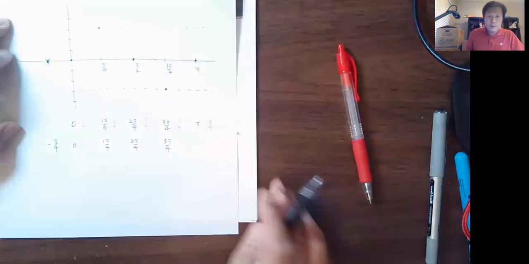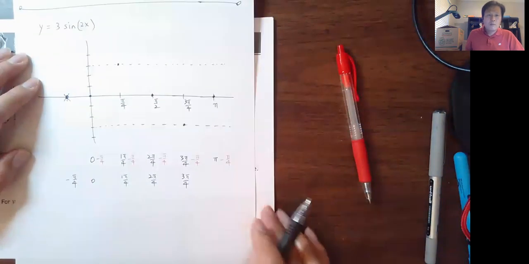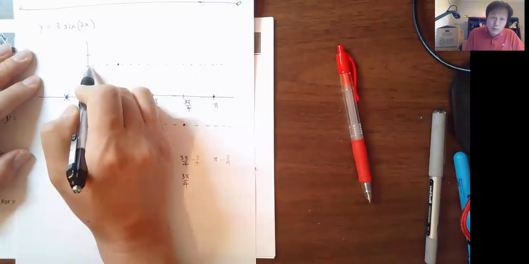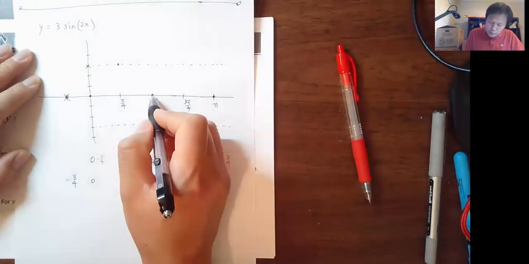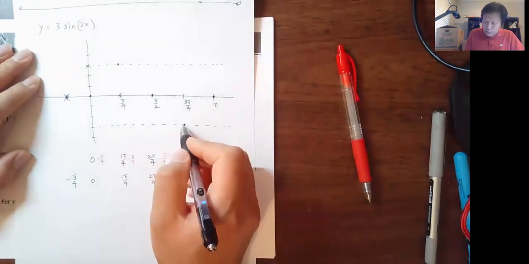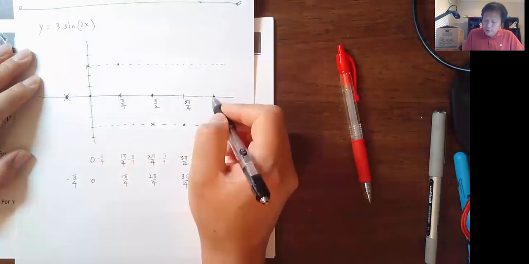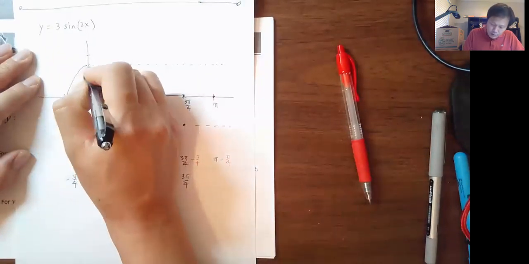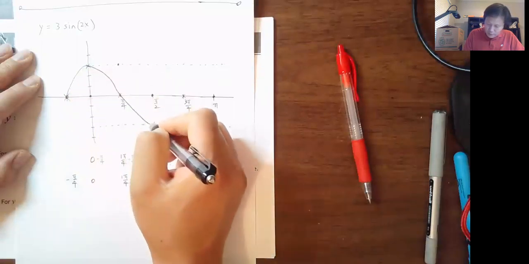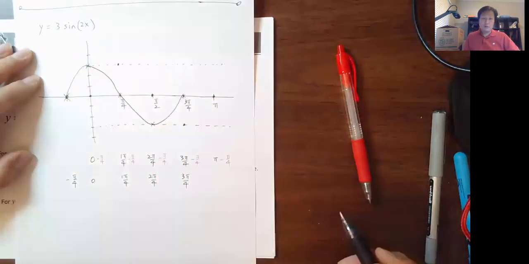Here is supposed to be the maximum here. That's going to go left by pi 4. This point will go left by pi 4. This point will go left by pi 4. This one will go left by pi 4. So your graph should be left by pi 4, and that is your graph.